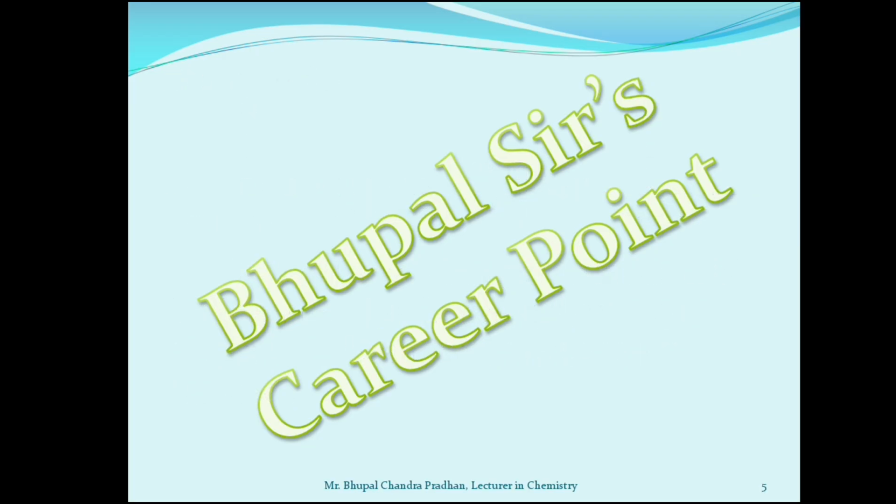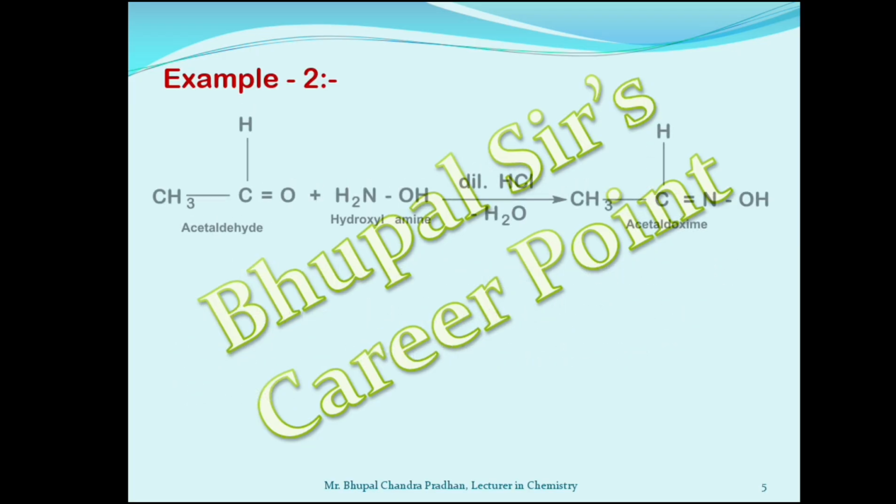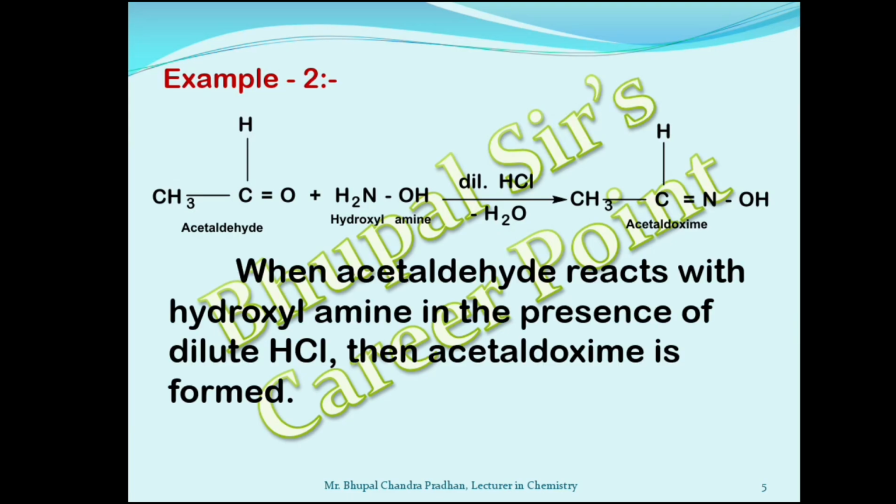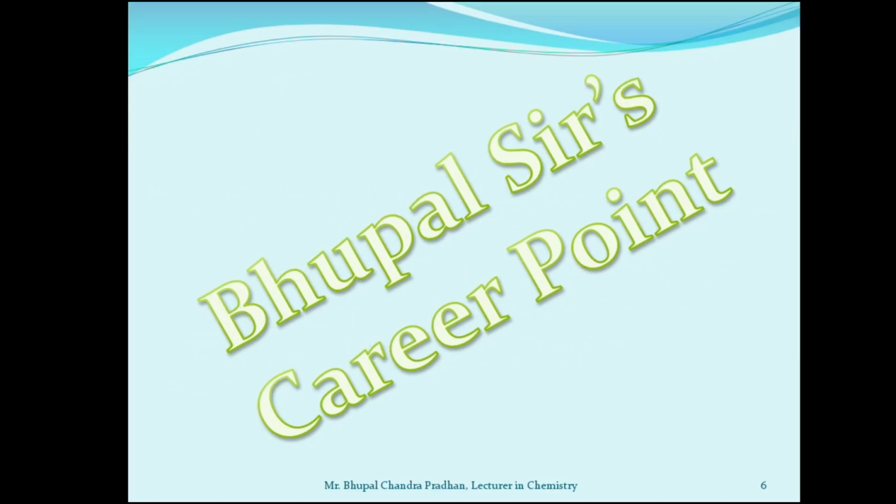Now comes example 2. Let us take CH3 and H. Then the compound will be acetaldehyde. Whenever acetaldehyde reacts with hydroxylamine, the carbonyl oxygen and H2 of NH2OH are removed as a water molecule, and the product formed will be acetaldoxime. In the statement, we have to write down: when acetaldehyde reacts with hydroxylamine in the presence of dilute HCl, then acetaldoxime is formed.